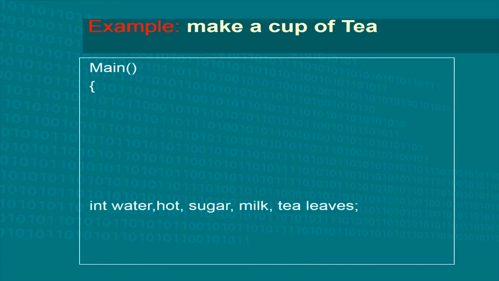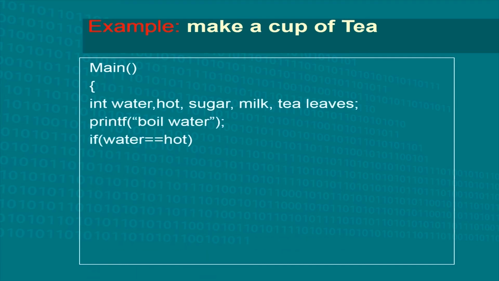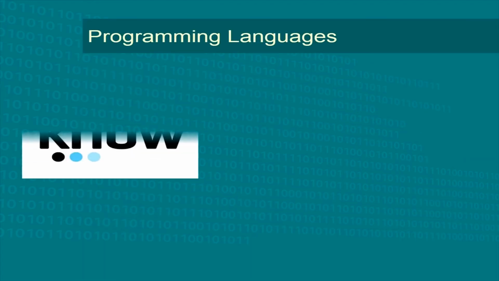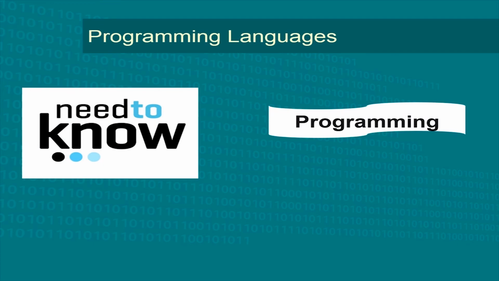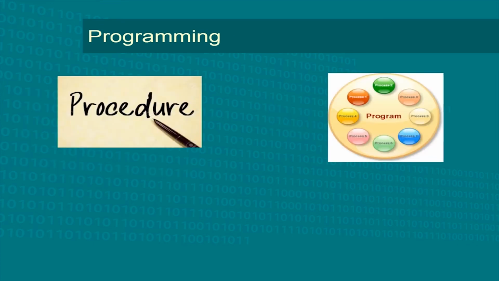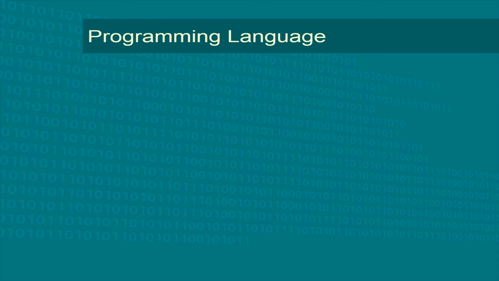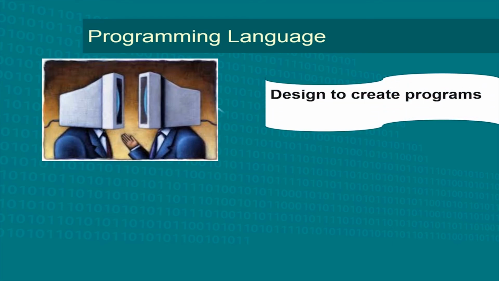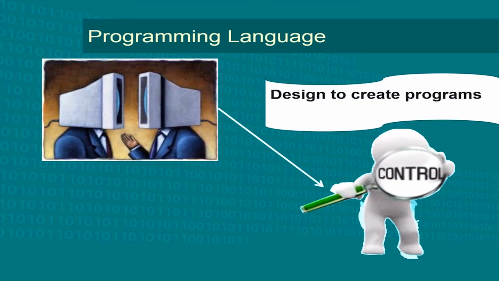Let's try and learn about implementation of algorithm in program, that is programming languages. Before understanding about programming languages, we need to know about programming. As you know, what are programs? Hence, programming is a procedure which involves writing the programs. Therefore, by definition, a programming language can be defined as a formal computer language designed to create programs to control.